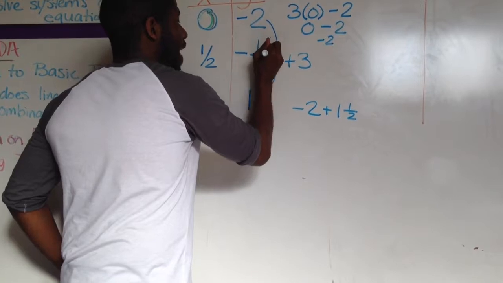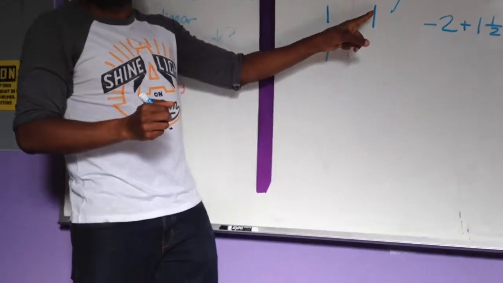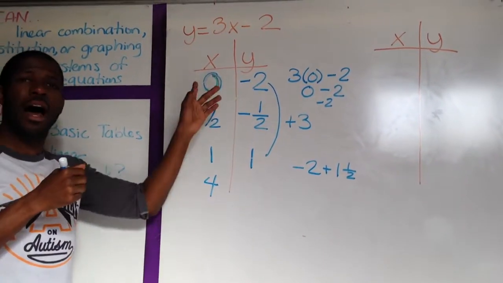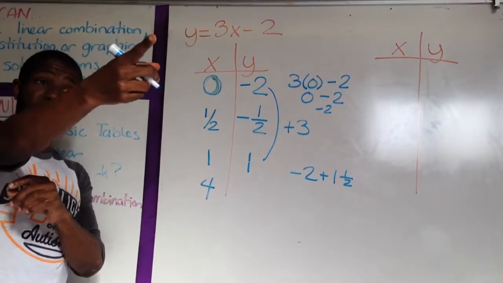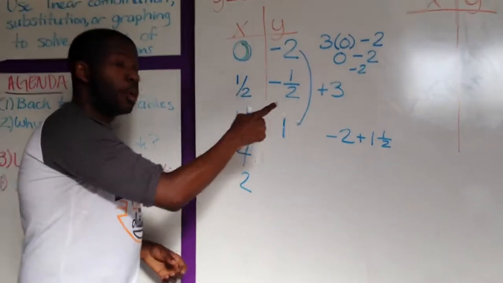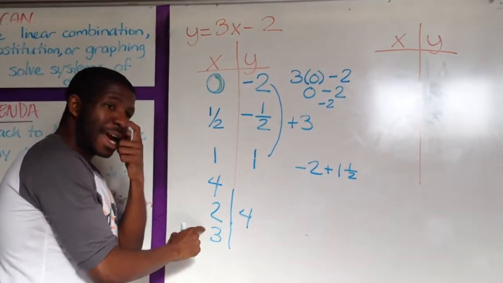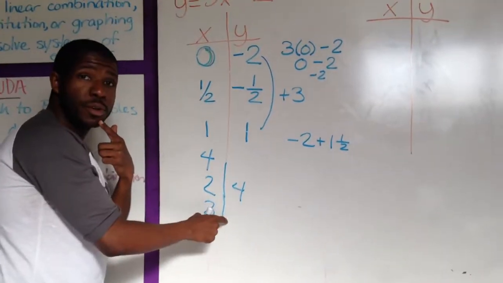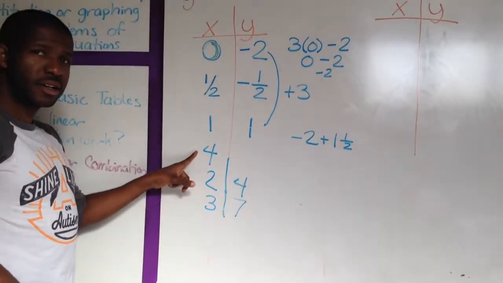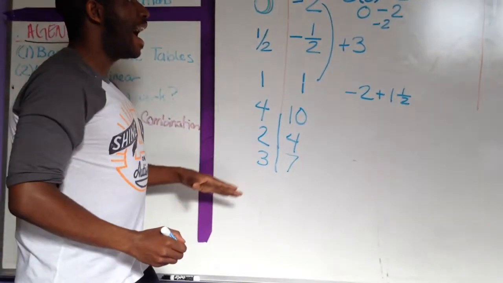It's -1/2. And then if I want to get to 4, how would I do 4 if I know that 1, 1 is a coordinate? I can plug it in, but how else without substituting? I could use the slope. Good. So for 2, what am I going to add to 1? 1 plus 3 is 4. To get to 3, 4 plus 3 is 7. And to get to 4, it's going to be 10. Good. Now, that is one way.